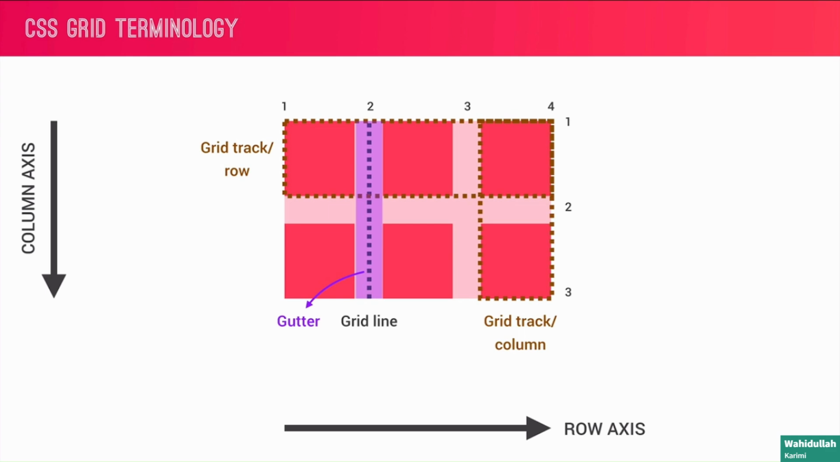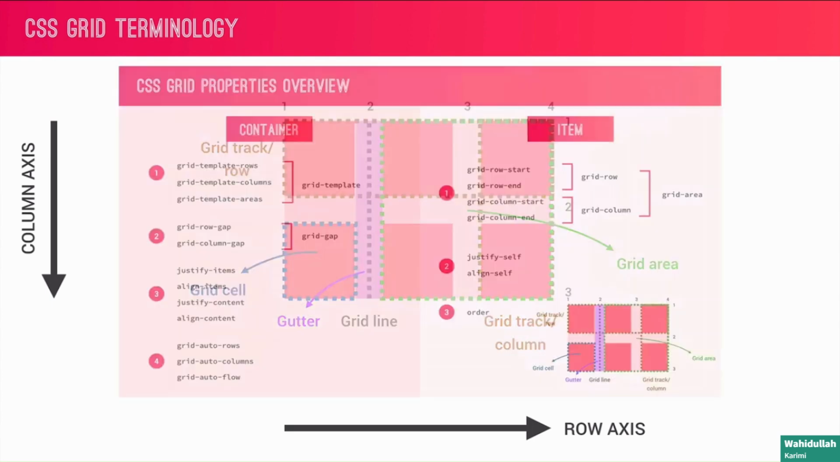So the area between two vertical and two horizontal grid lines is called a grid area. And if that area is between two adjacent row lines and two adjacent column lines, then that area is just called a grid cell. Okay, so I know that this is a lot to take in, so don't worry all too much about it at this point. Because with time, this will all come naturally to you, especially the grid lines, gutters, tracks, rows, and columns. Because we actually use these terms all the time when we start working with grids.